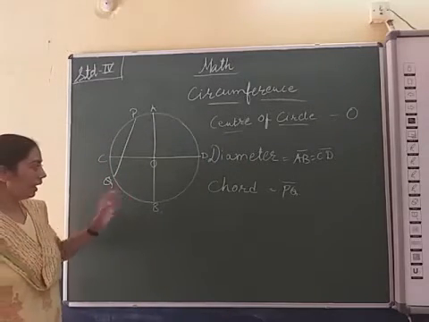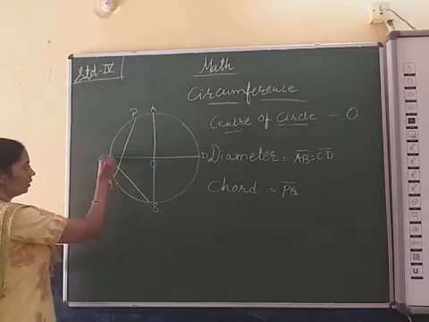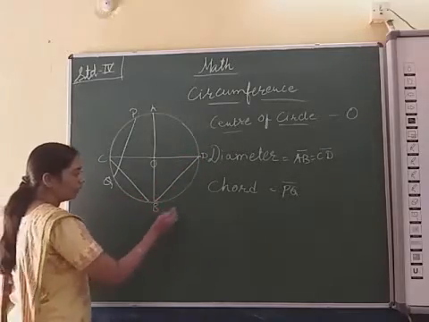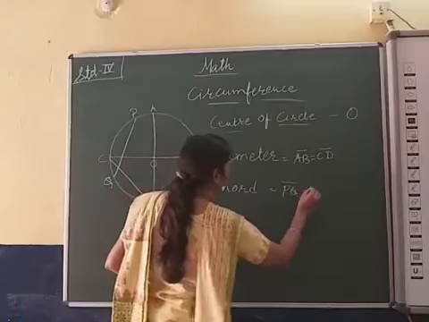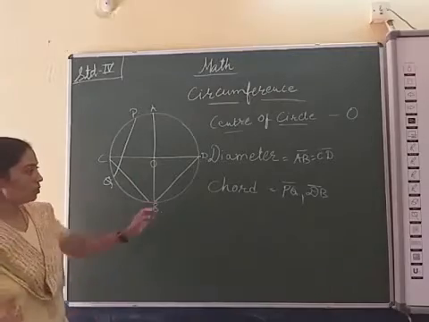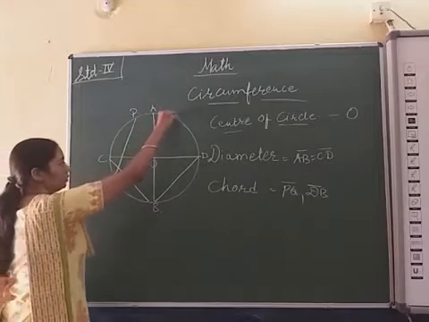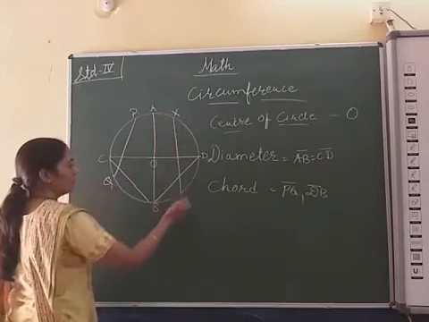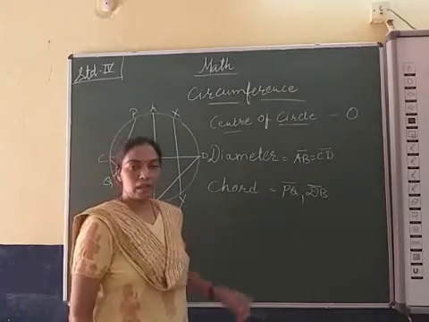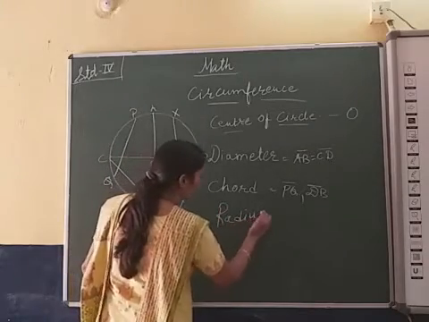It may fall anywhere on the circle, like this way also we can show, here D and B. But we can't say that these two are equal chords. Another chord is XY. That we represent as the line segment PQ.